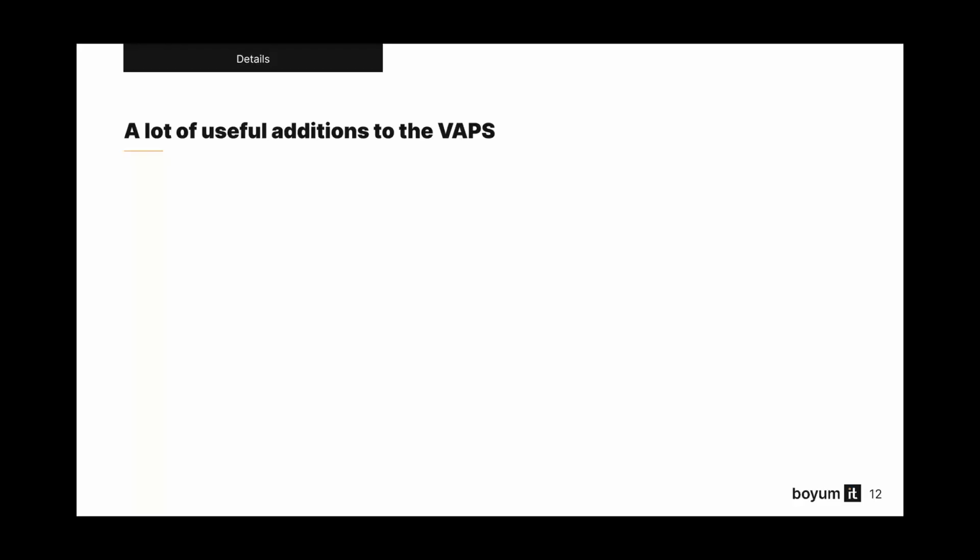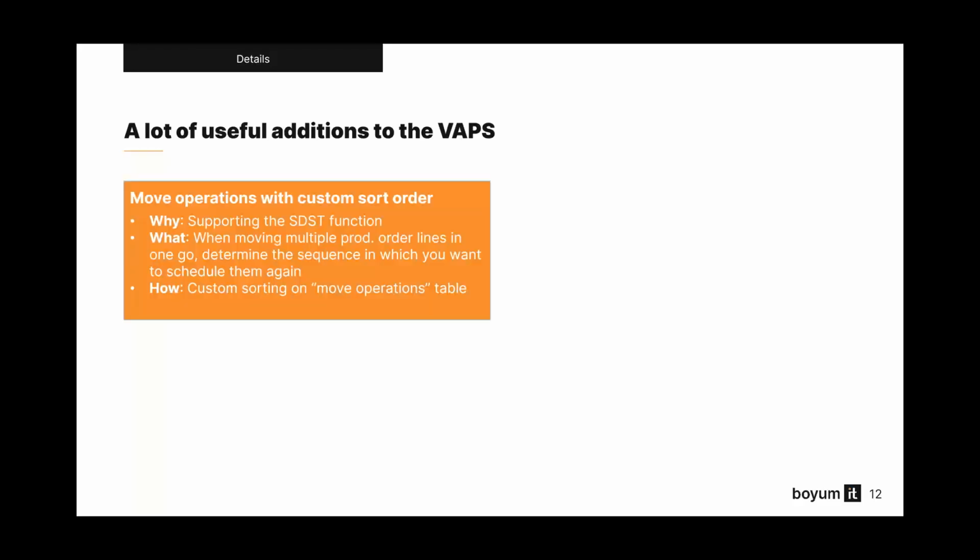But just like these 4 features, I think there are a lot of useful smaller additions to the VAPS. So, move operations with custom sort order. This is when you are on one production order routing line, one operation, do a right click, you can say move operations, and then you can select 1 or 2 or 3 or as many production order routing lines as you want, and then move them on one card, move them from one machine center to the other, move them from this week to next week. So move them en bloc.